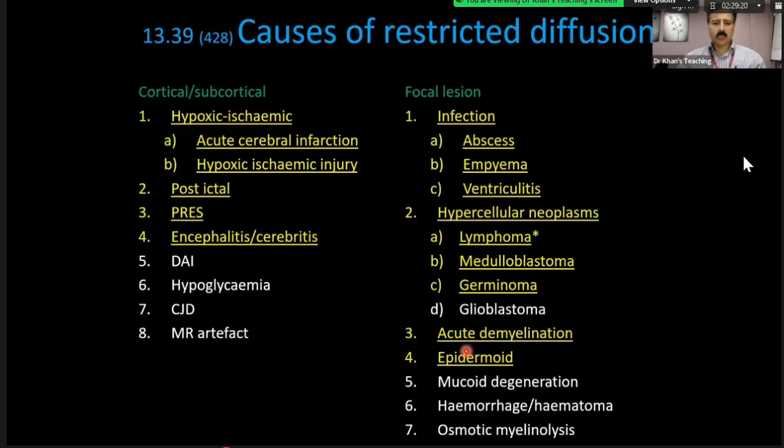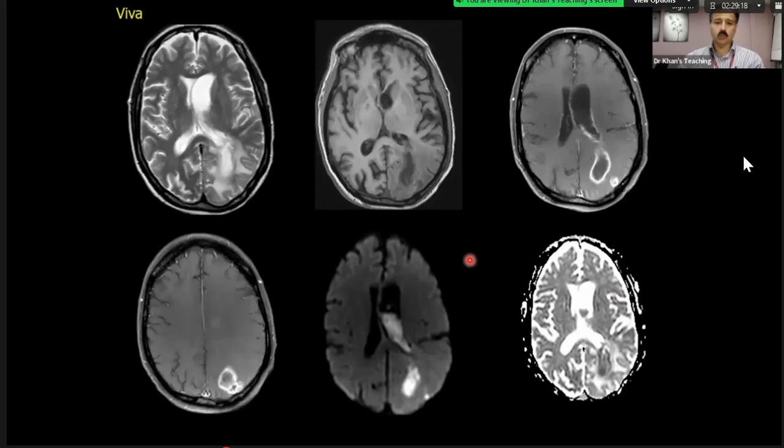So, candidate 2. This is a T2 weighted sequence. This is a T1. This is post-contrast. This is post-contrast. This is diffusion, as in DWI. This is the ADC map. What is this lesion? How are you going to characterize this? Over to you.